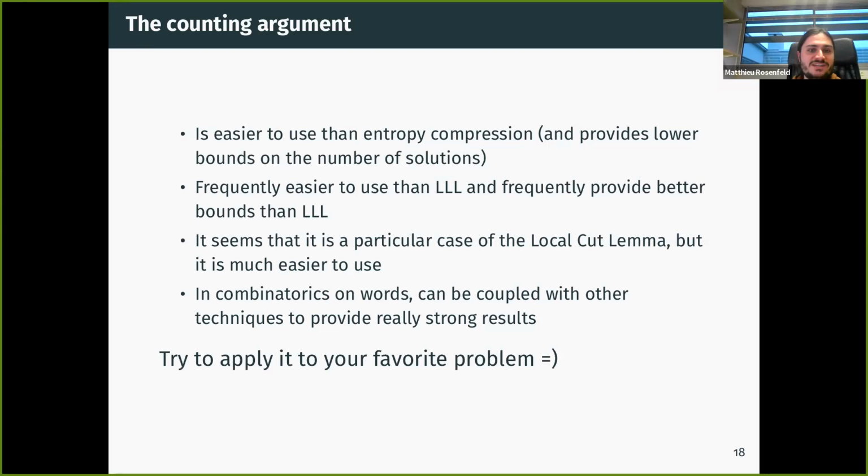So I'm going to finish with this. Maybe you can try to apply it to your favorite problem. I would be really happy with this.